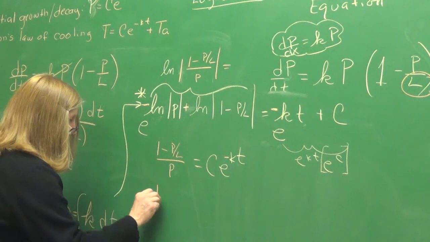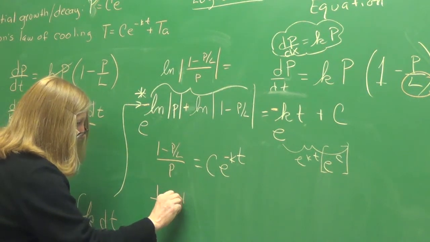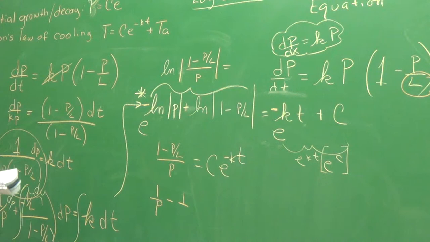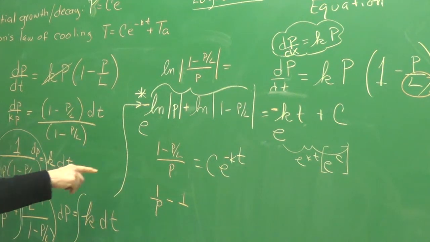So this becomes 1 over p, and this becomes 1 over, what's p over L divided by p? 1 over L. What did I do to get it together? I did something, and it wasn't that bad. I divided it by, all right, is this right?